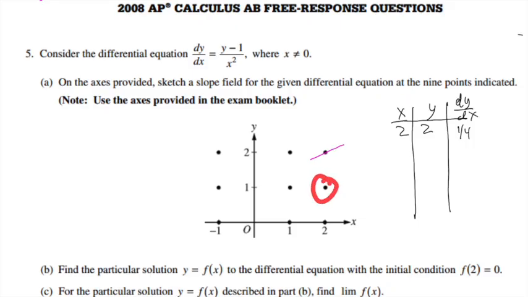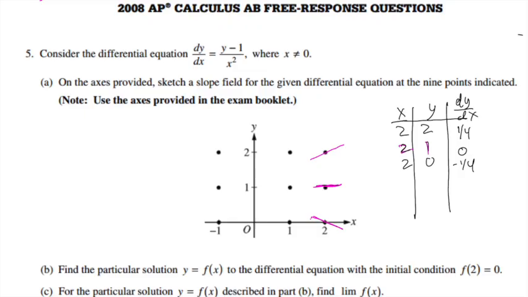Okay, let's plug in 2 comma 1. Again, if I plug in 2 for x, I'm going to get 1/4. And then 1 minus 1 is 0. So this is just going to be 0. And if I plug in this bottom right point, that is 2 comma 0. So again, this will be 0 minus 1, which is negative 1 over 4. So it's going to be the negative version of the one we did on top.